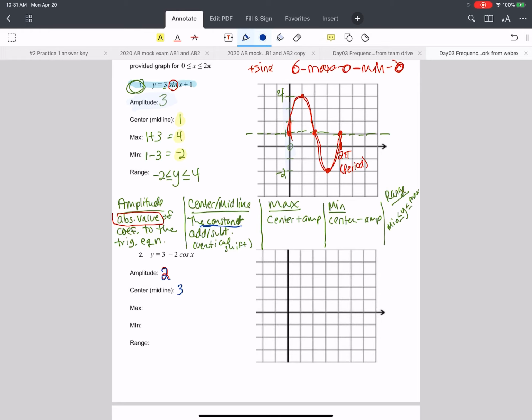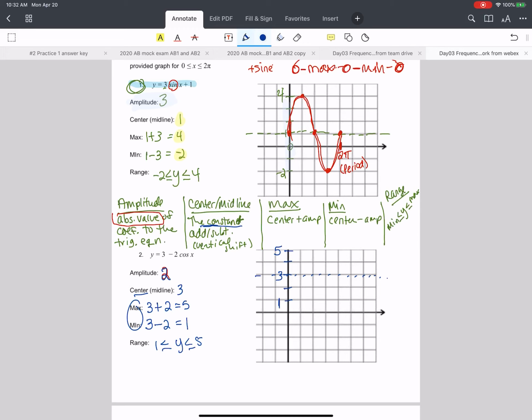So the max, remember, starts with the center, so it's 3 plus the amplitude, 3 minus the amplitude. Okay, and then the range is just from 1 to 5. So I start with my center, my midline, 3. And then from there, I'm going to go up, the max is going to be up at 5, and the min is going to be down at 1. So I make sure those are all marked.